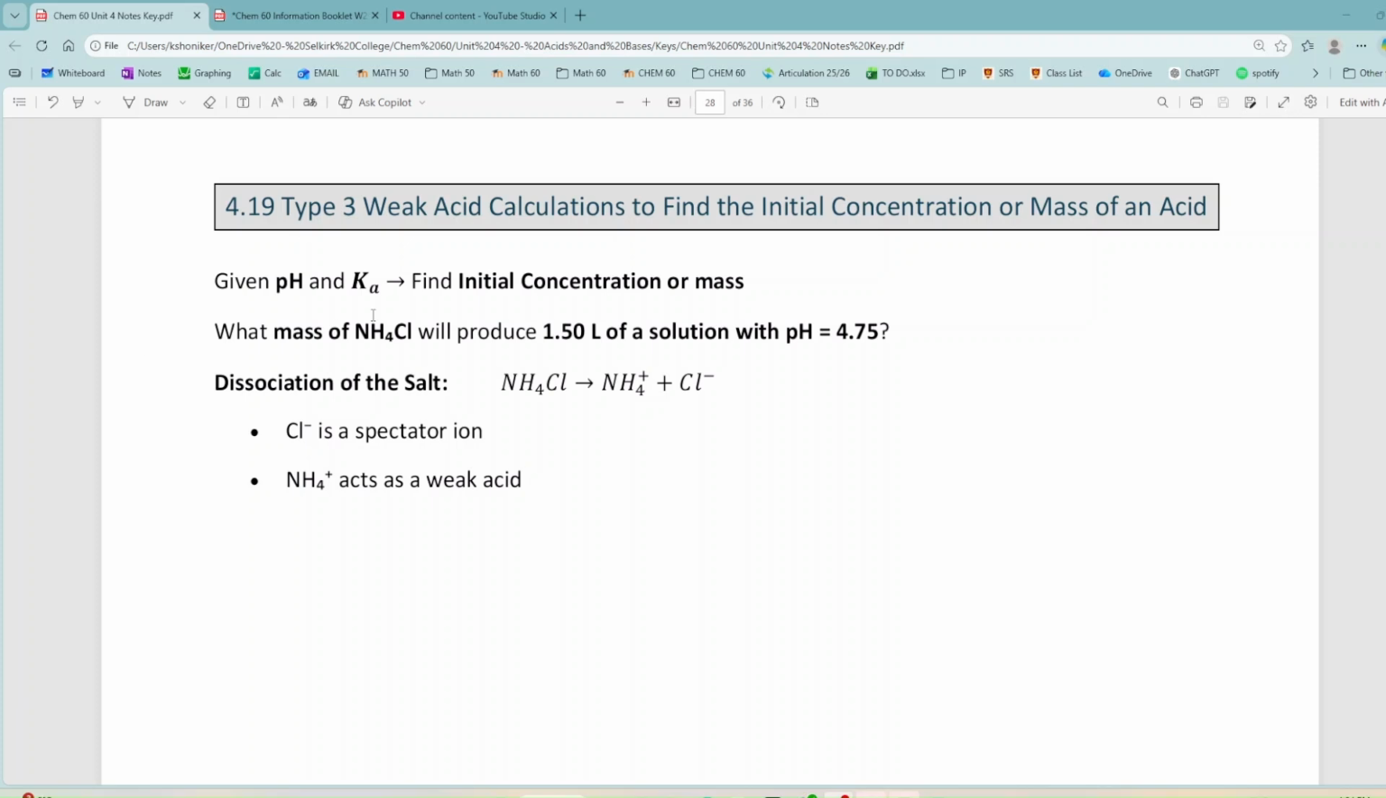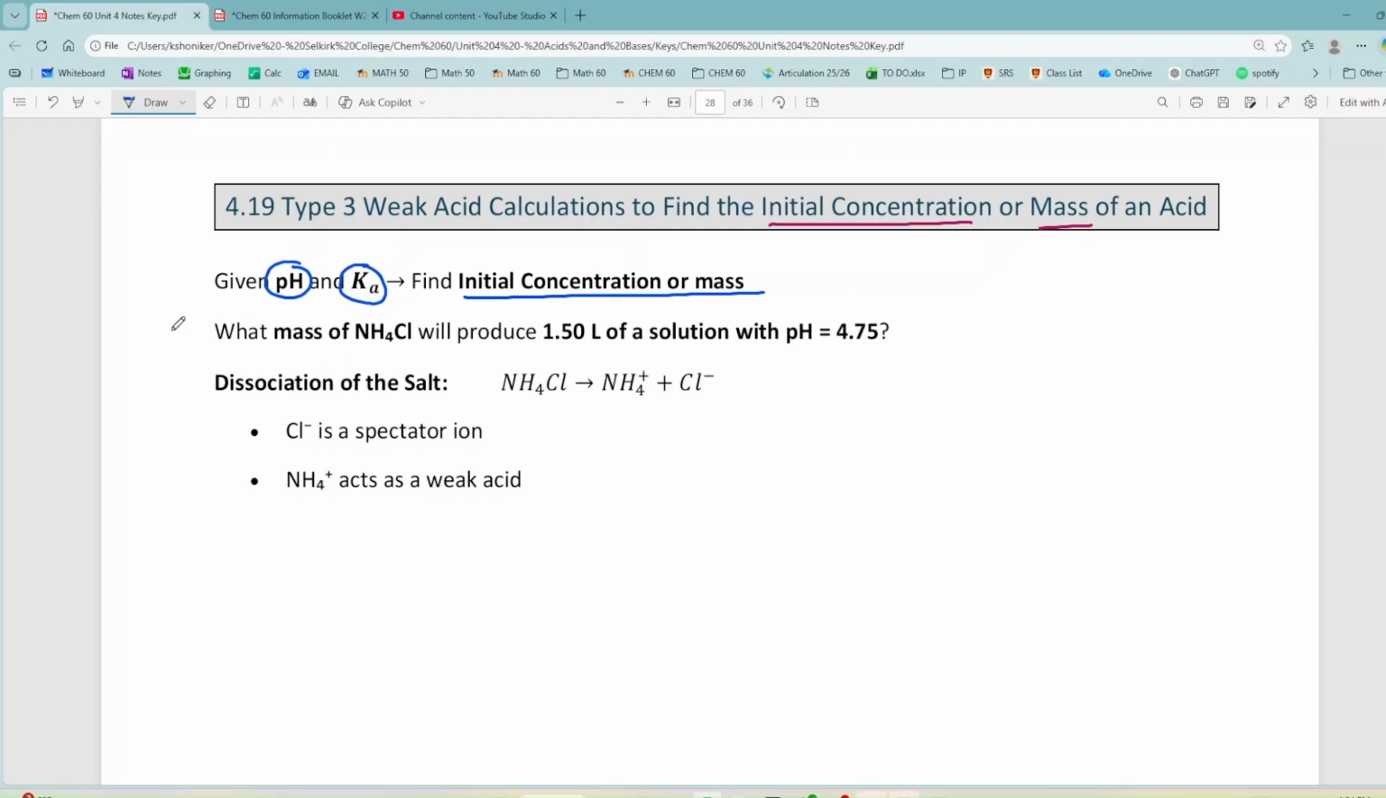So the last type of weak acid calculation is going to be to find the initial concentration or mass of an acid, of this weak acid. What they're going to give you is pH and Ka, and your job is going to be to find the initial concentration or the mass. And of course we're going to use RICE tables.